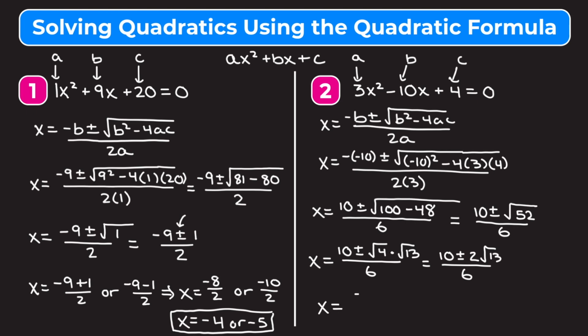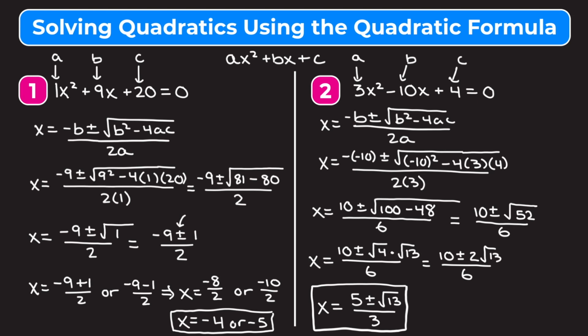So 10 divided by 2 is 5. 2 divided by 2 is 1, so I'm just going to write it as root 13 instead of 1 root 13. And 6 divided by 2 is 3. And we can't combine 5 with positive root 13 or negative root 13, so I'm going to leave my answer in root form like this, simplified radical form. So I get that x is equal to 5 plus or minus root 13 over 3.